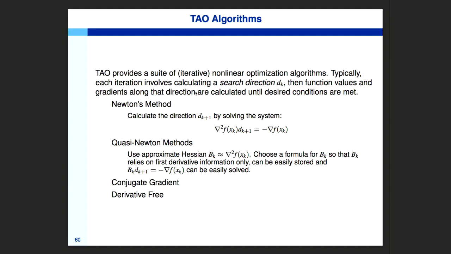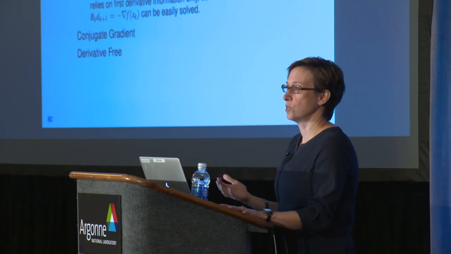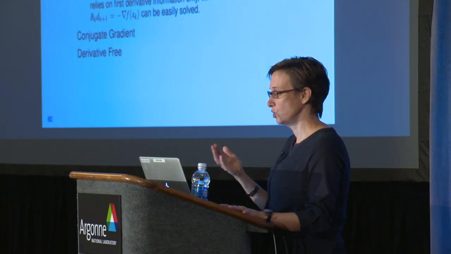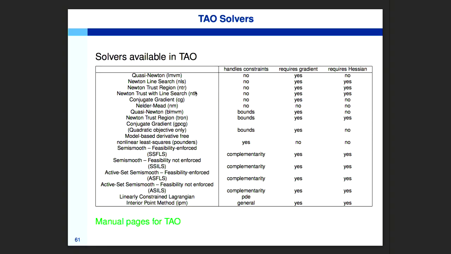One area that has received a lot of attention lately are derivative-free methods, which would be a good choice if you have a very expensive function evaluation. So for example, if your code for a function evaluation takes 100 hours to run, you probably don't want to compute gradients, which are first derivatives, and Hessians, which are second derivatives, because the time would be prohibitive. So in that case, a derivative-free option may be a good choice to consider. Here's a list of the various solvers available in TAO, and the manual pages for TAO, provided in that link, have a lot more information.